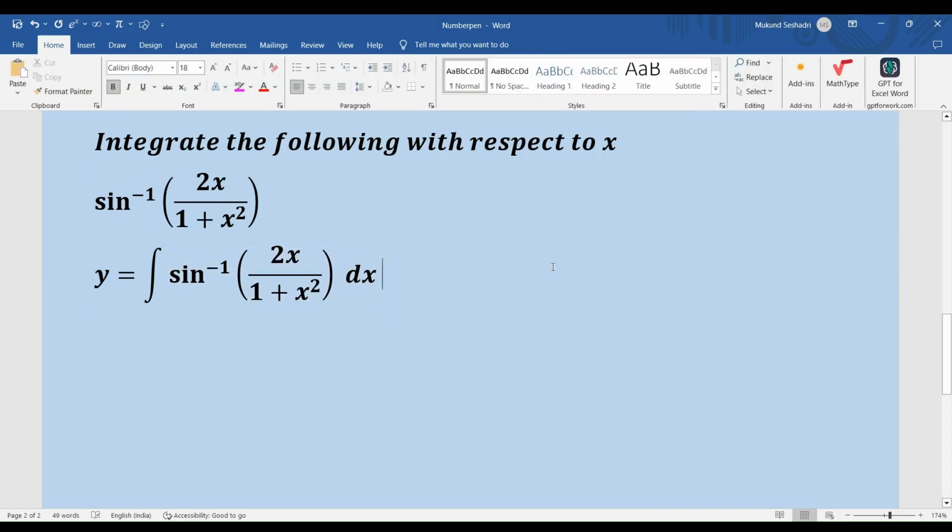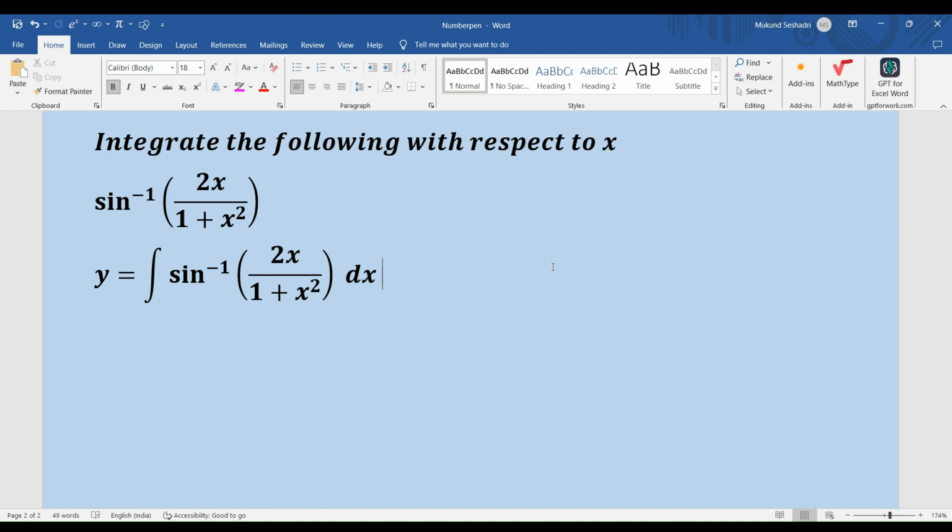So that's my y. I know that my y is not in a very simple format whose antiderivative I know from first principles. So I have a sine inverse and I have a 2x divided by 1 plus x square inside the sine inverse followed by dx, right? So I know that I do not have it in the integral of u dv pattern, but is there a substitution that I can make to simplify my y?